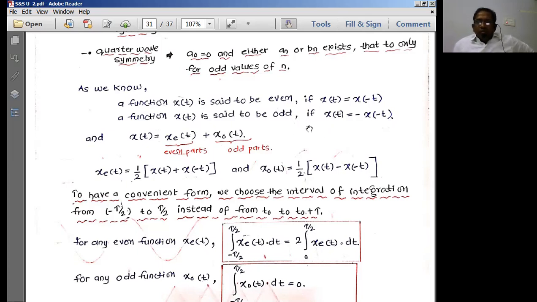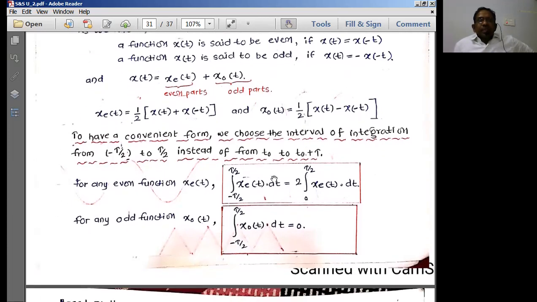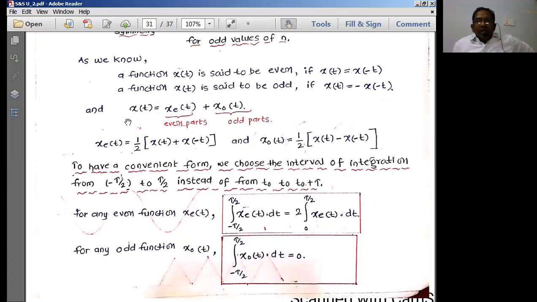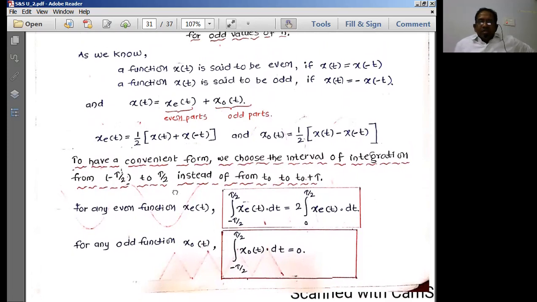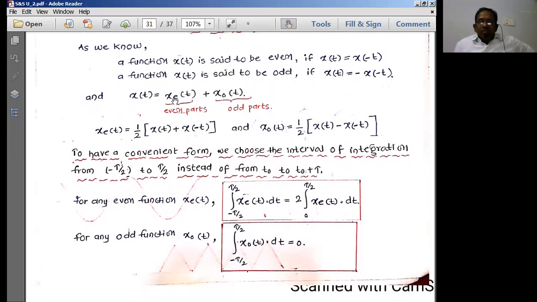Therefore, I can write x of t as a combination of even part and odd part signals. So x of t is a combination of even signals as well as odd signals. To write the expressions for even and odd signals separately, how can we write them?